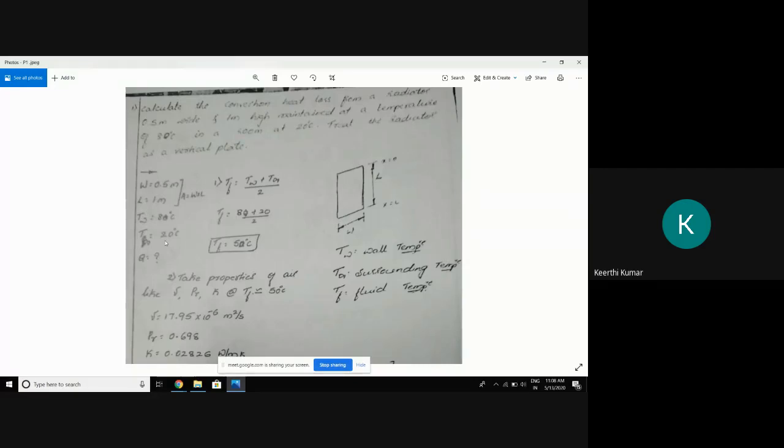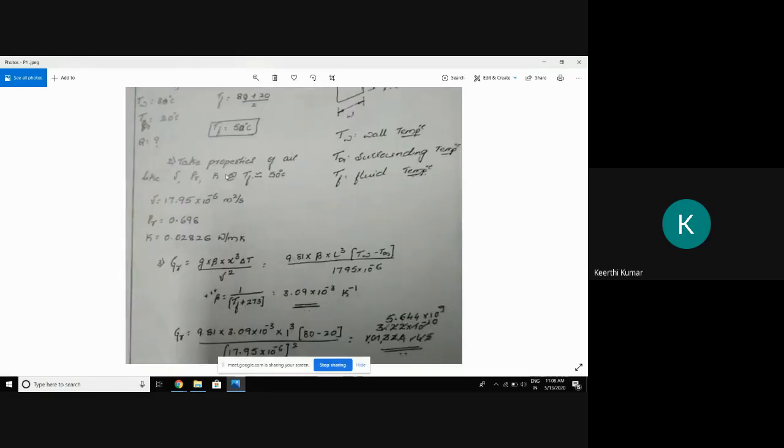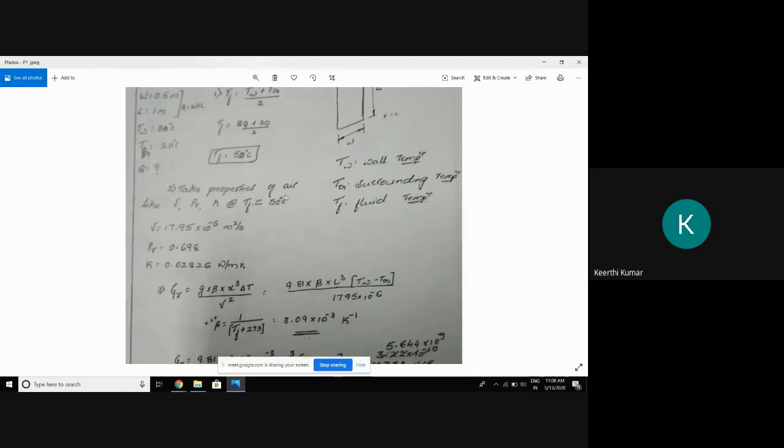Okay. So the temperature of the wall is 80, the surrounding temperature is 20, divided by 2, that is 100 by 2, which is 50. So you take the properties of the air, or the properties of the given fluid, at 50 degrees. If you go for the properties at 50, we'll get them like this. Take the properties of the fluid at 50. What all properties will we take? We will take mu, kinematic viscosity or dynamic viscosity, Prandtl number, thermal conductivity.